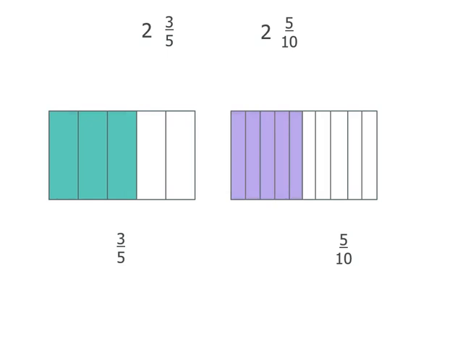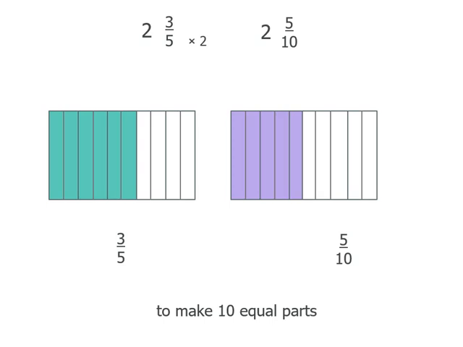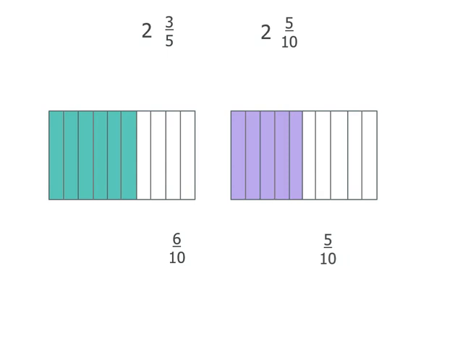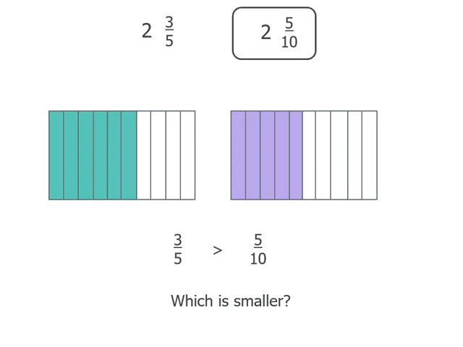So let's do something a little bit more formal. 5 times 2 gives us 10. So if we break each of those 5 pieces into 2, we make 10 equal parts. The 3/5 is the same as 6/10. We can now compare 6/10 to 5/10. Now because 6/10 is greater than 5/10, that means 3/5 is also greater than 5/10. So which is smaller? Well, 5/10 is smaller, so that means 2 and 5/10 is smaller than 2 and 3/5.